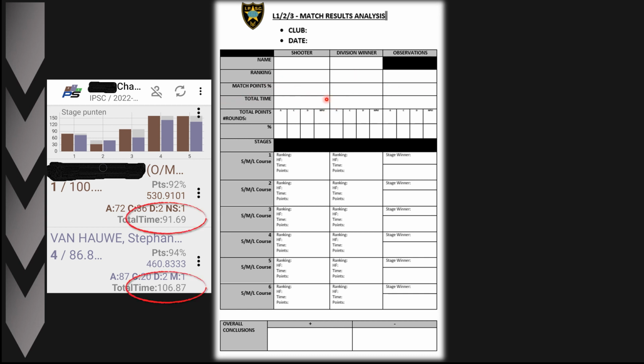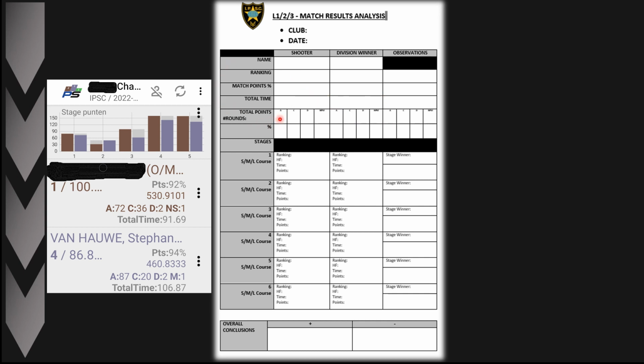Then total time, also again coming from Practice Core, you can easily see how much time it took the division winner versus how much time it took you to complete all the stages together. And here you can already see what the delta is between both times.